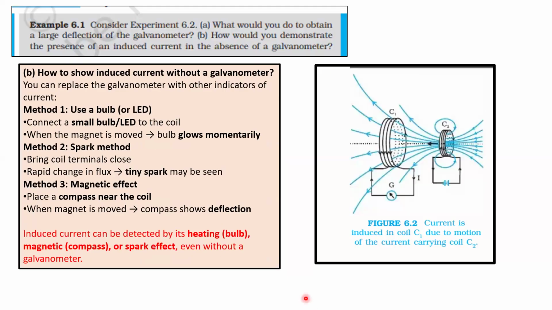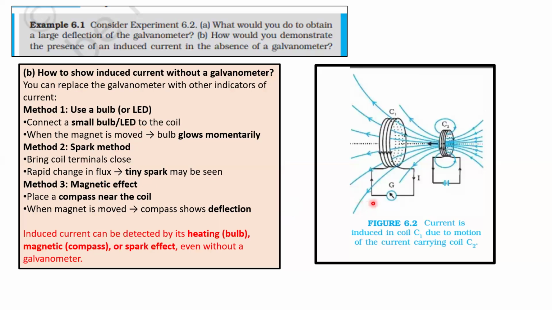How do you show induced current without a galvanometer? Here the galvanometer is given. Why? To detect the presence of induced current. Without a galvanometer, we should be able to show the induced current. How is it possible? For that, we can use a bulb or LED. It will glow when a current is there. So, we have to use a bulb or LED.